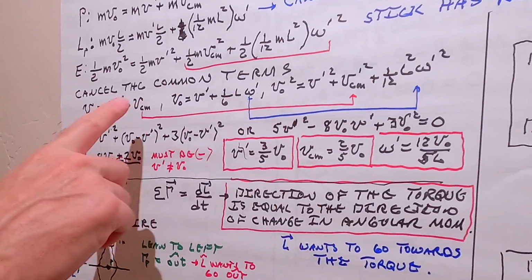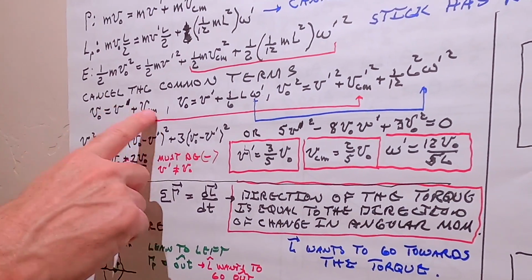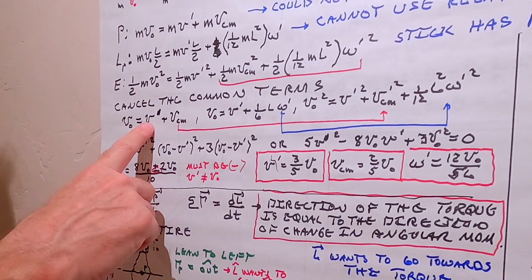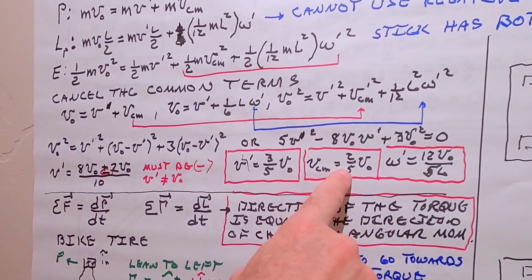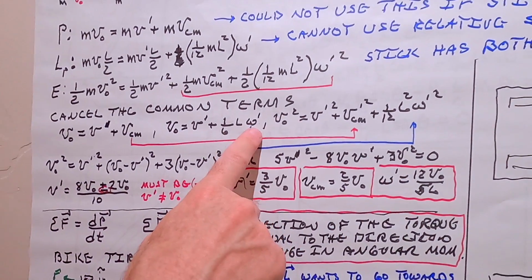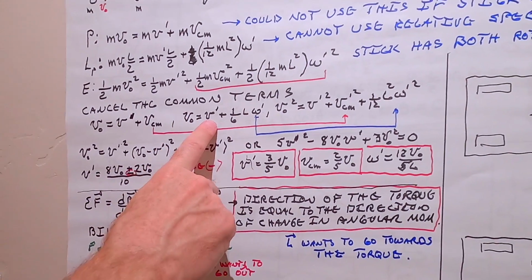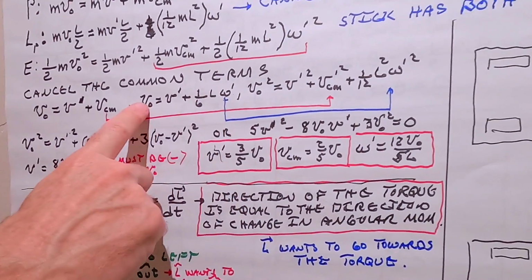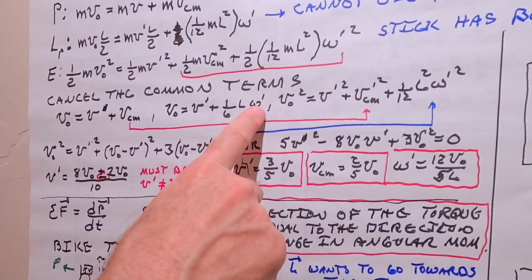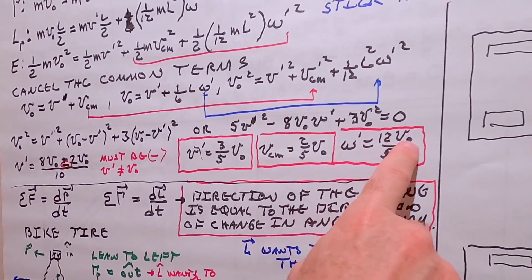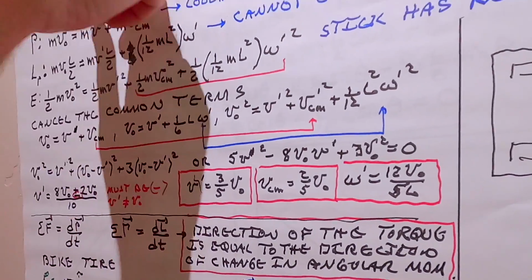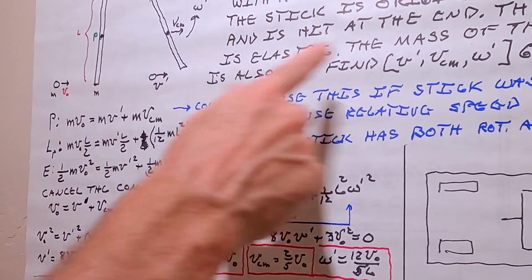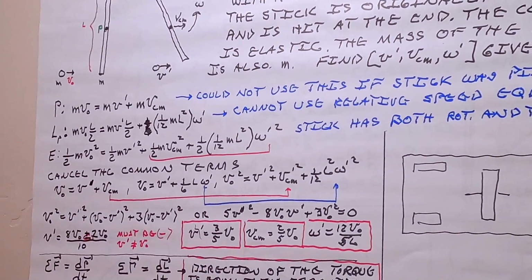V center of mass, then I can come up here and plug it into here. We know that's V naught, and we know that's 3/5, so that must be 2/5 right there. And then we can go ahead and come back and plug it up into here. We know V prime, and we know V naught, and we can solve for omega prime, and it just came out to be 12 V naught over 5L. So we got how much it tumbled, how much the stick moved, how much the ball moved afterwards right here.